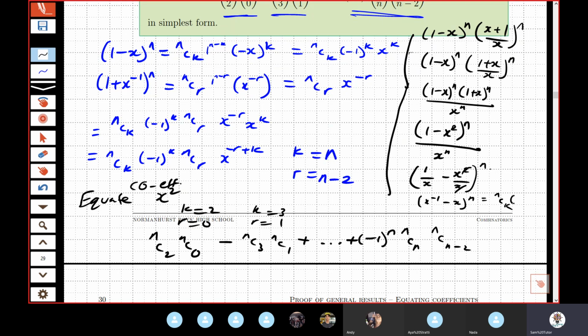n choose k, times negative 1 to the n minus k, negative x to the k. Oh, this is not going very well. Minus n plus k, minus 1 to the x to the k, and then that gives me x to the minus n plus k, but then you want that equal to 2. That's not going to work still. I'm missing something. Where am I going wrong?